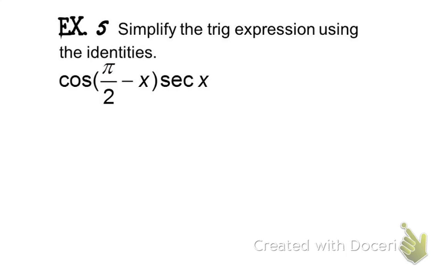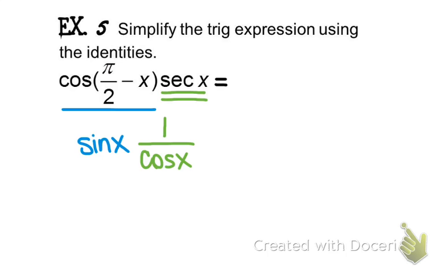So remember, this is part of those identities from the beginning of this lesson, those cofunction identities. Don't worry about what it means, just remember what it equals. So this cosine of pi over 2 minus x is equal to sine of x in the cofunction identities. Okay, and then I'm going to look at secant x, and I want to see what it is equal to. So secant x, the simplest thing that it's equal to is just 1 over cosine.